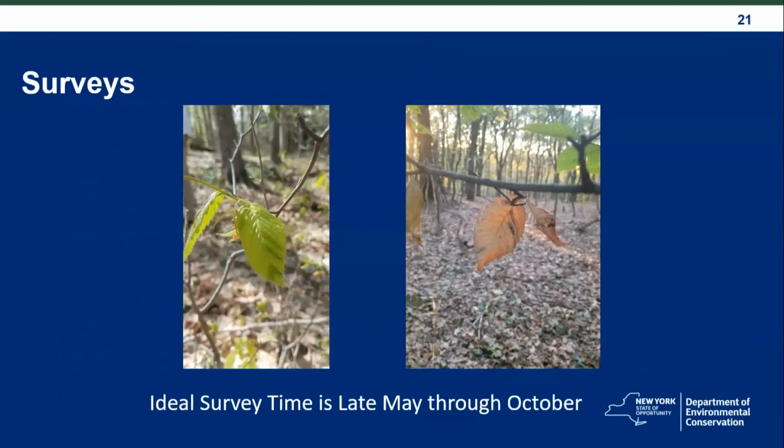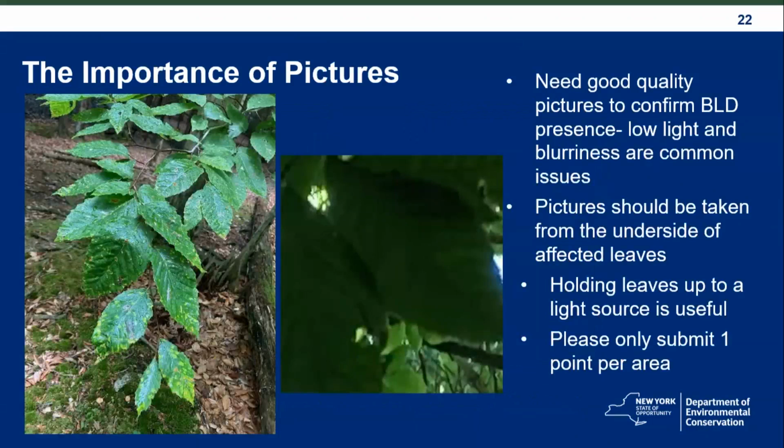Okay, so now I am going to go over what you need to know to survey. You could really survey all year. The striping is present on the leaves from leaf out, and it stays on the leaves after they even fall off. But the ideal survey time is late May through October, because that's when it leaves out, and then beech trees lose their leaves late, but eventually they do fall off. But so here you can see the banding at leaf out and then again in the fall. Next.